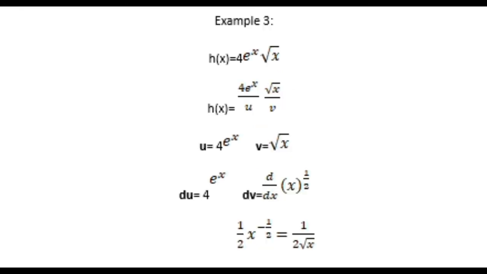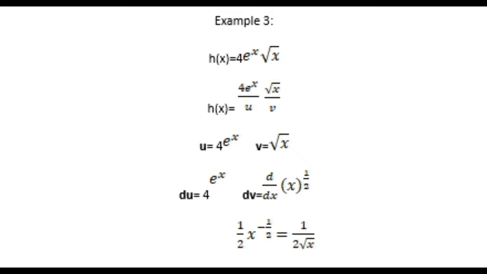We will figure out our third example. So h of x is equal to 4e^x times square root of x. Then use the formula of product rule, which is u dv plus v du. Our first function is 4e^x. Let's say that is u, and square root of x, that is v. So our first function is 4e^x, and the derivative of 4e^x is 4e^x. Then our second function v is equal to square root of x.